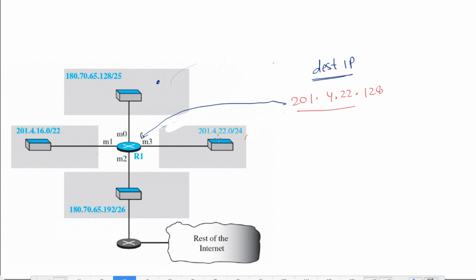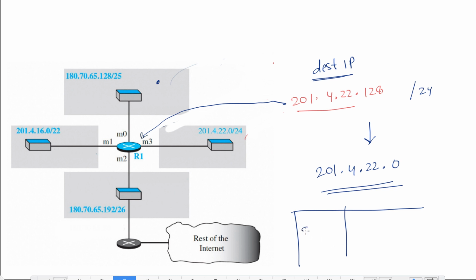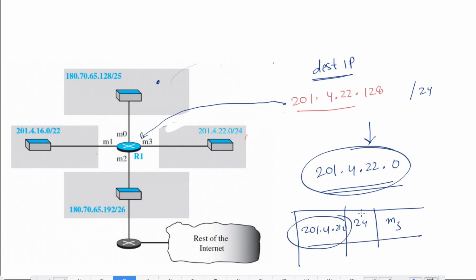It is just going to apply the 24 mask. Then it is going to find out the network ID, which is just this. Is this network ID matching the network ID of the routing table? In the routing table, we must have this network ID, the corresponding mask, which is 24, and the corresponding interface M3, right? Is this network ID matching this network ID? If yes, then it will forward to M3, which is also logical. I hope you got the idea.